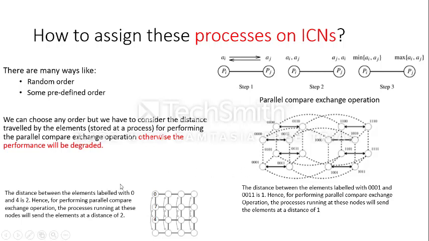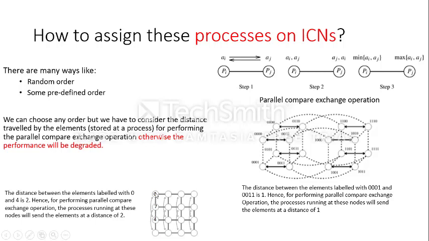But suppose this is a scenario where I have taken the mesh. Suppose the node number 0 and the node number 4 are taking part in the compare exchange operation. So in that case, the node 0 has to transfer the element towards the node 4, and similarly the node 4 has to transfer the value towards the node 0.